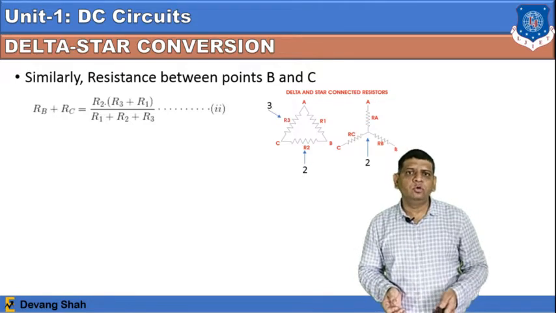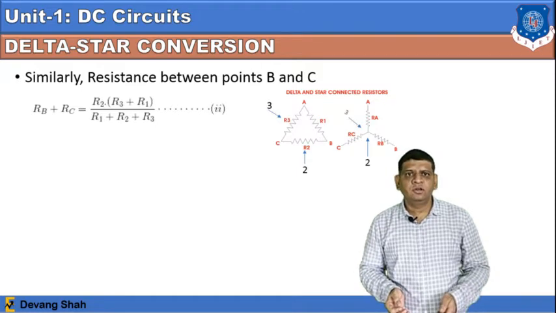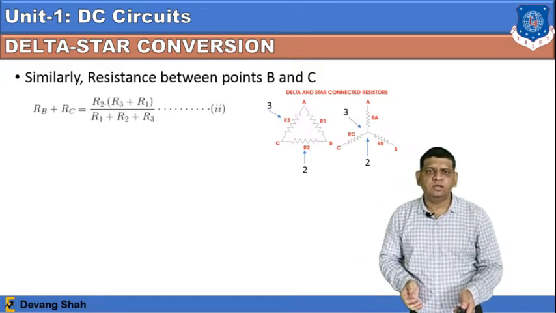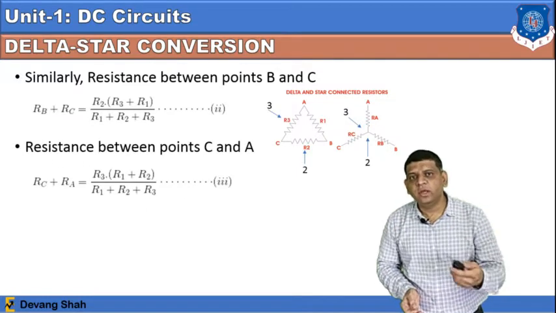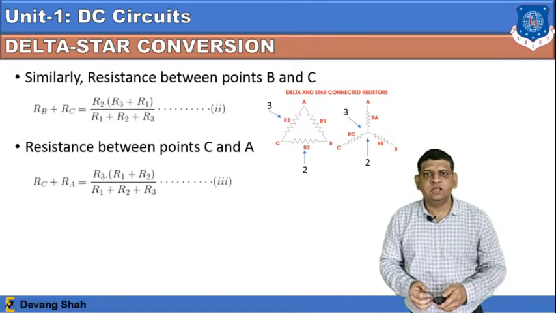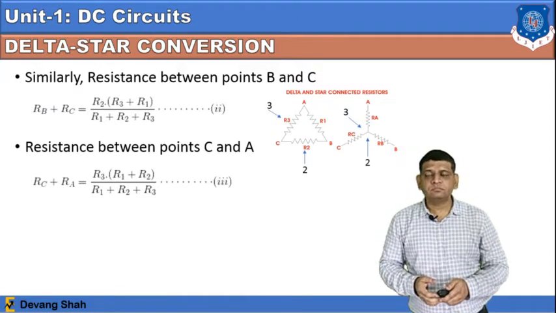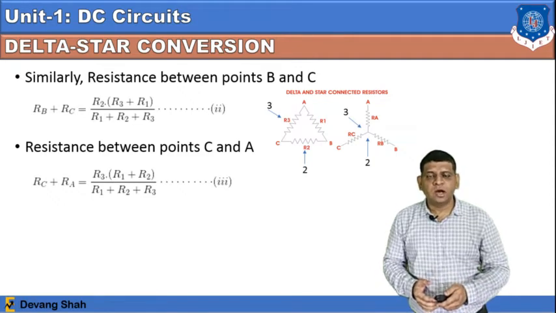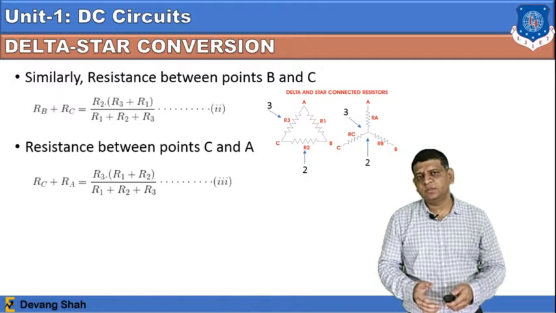So if I'm going to use similar resistance from terminal C to A, the resistance between point C to A, that is RC plus RA from the star side, and that is equal to R3 into R1 plus R2 divided by R1 plus R2 plus R3.